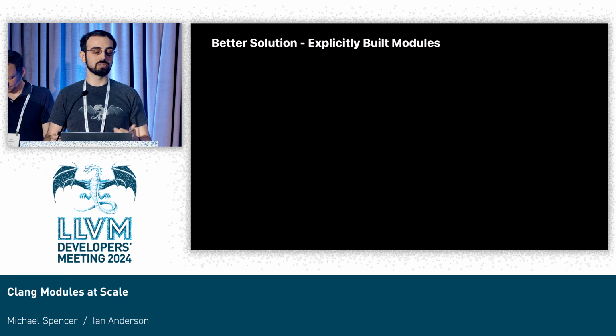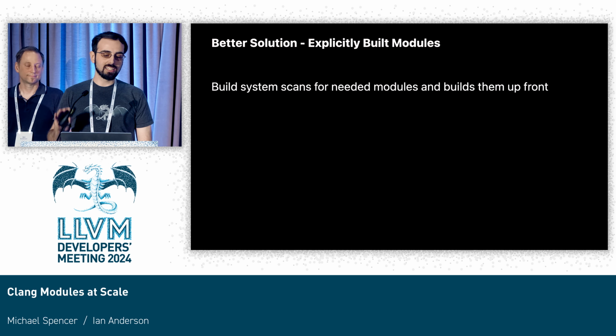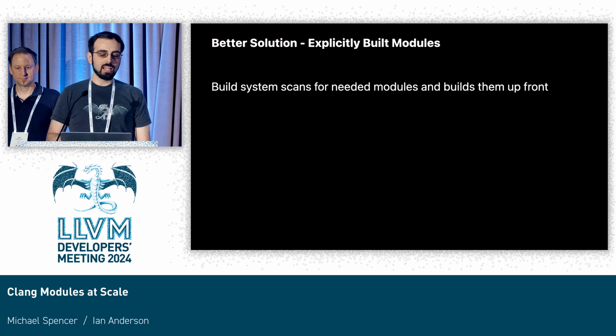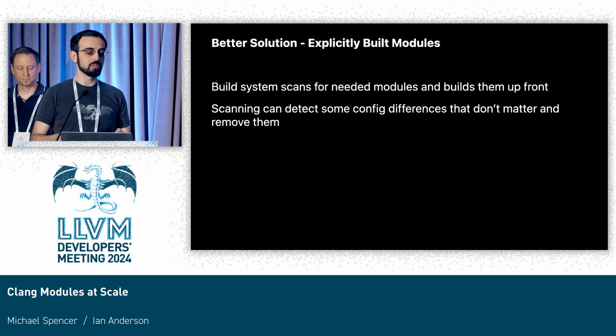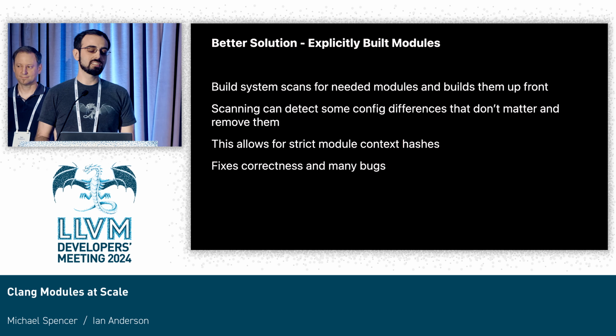So we came up with a better solution, explicitly built modules. Here, the build system ahead of time, before it builds anything, scans each translation unit for what modules it needs, and then builds them before actually building that translation unit. And the scanner can actually detect configuration differences that don't matter, because it's actually looking at the code. And so like VFSs, header search paths, working directories, it can say, oh, that mattered or that didn't, and then unify different variants. This allows us to use the strict hash during scanning, but not pay the cost for so many different variants.